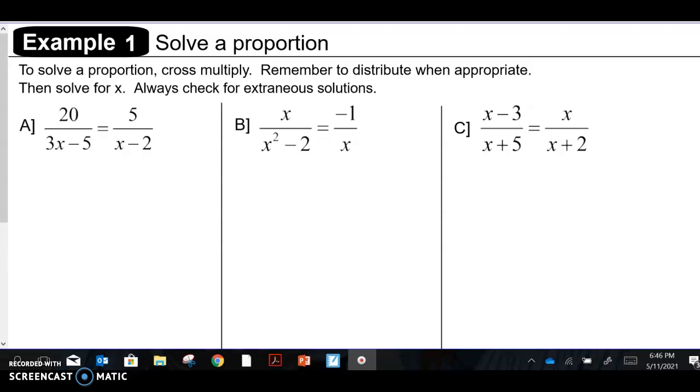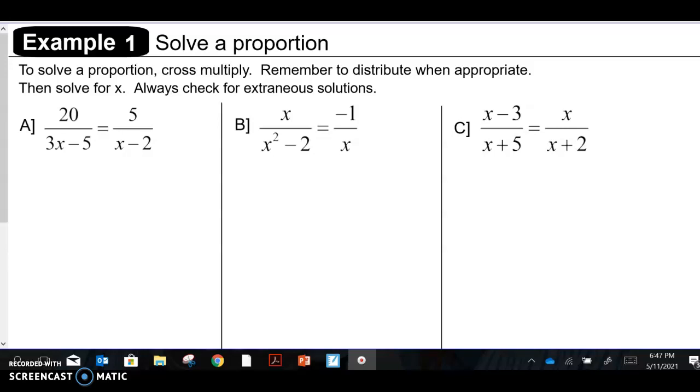Okay, guys, so we simplified rational expressions. We multiplied them, we divided them, we added them, we subtracted them. Now we're going to solve equations that involve rational expressions. So the difference now is there's an equal sign, and we have to find x.